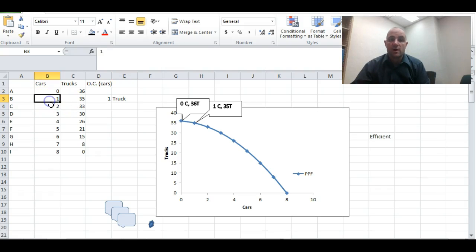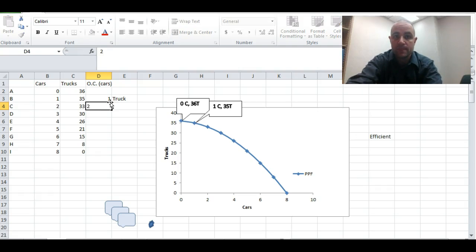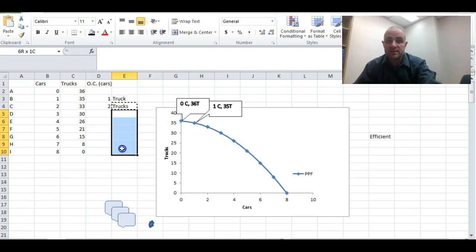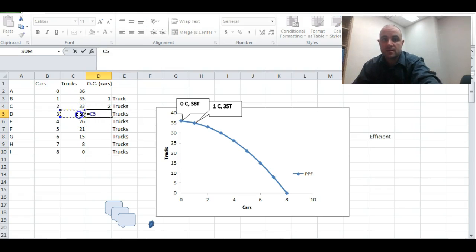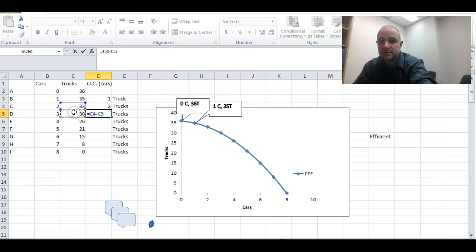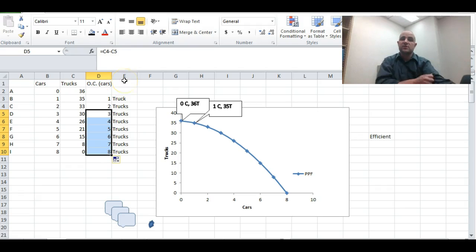What about as you go from 1 to 2? As you go from 1 to 2, your truck production goes from 35 to 33. So for going from 1 to 2, or the cost of just that second car, not worrying about the first one, you're going to lose out on 2 trucks. And so the opportunity cost of that second car is going to be 2 trucks. Okay. And if we go through all the way down and do this, if you just keep going, because these are going up by 1. All right. These are the opportunity costs of each one.